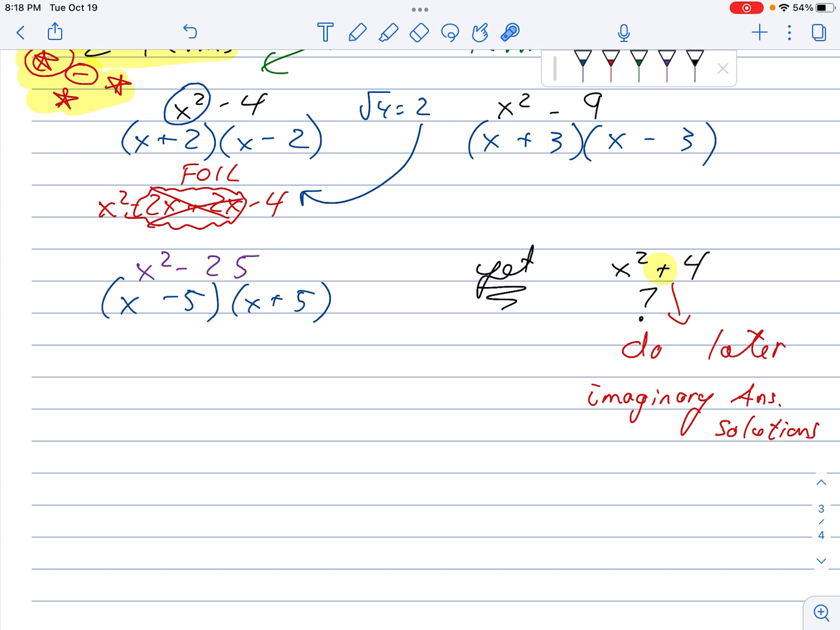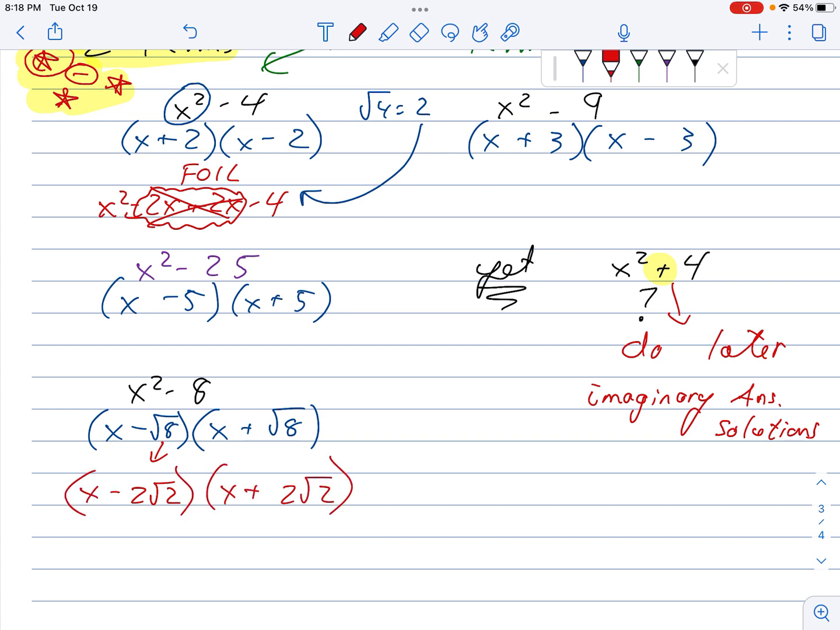Okay, one more. What happens if I have something like x squared minus 8? Is it two terms? Yes. Is it minus? Yes. So here's my parentheses, here's my x, here's my x. One's minus, one's plus. But wait a second. What's the square root of 8? You're looking at that like, wait, it was supposed to be a perfect square. No. We spent a lot of time dealing with radicals and how to simplify them. We know the square root of 8 is 4 times 2, so I can simplify it to 2 radical 2. That means I can write this as x minus 2 radical 2 and x plus 2 radical 2.